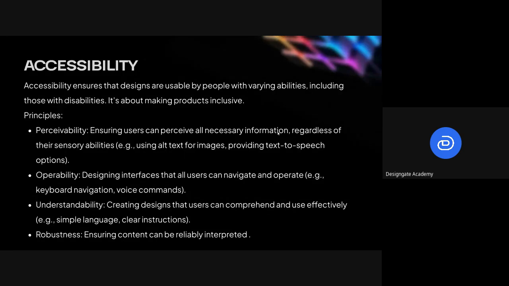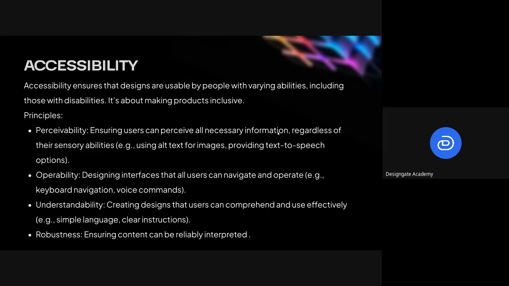Okay, we also have operability. So, designing interfaces that all users can navigate and operate. For example, as you're designing, make sure you provide options for keyboard navigation and voice commands. Although right now most browsers on the web are implementing it. If you go to a new website now, you can literally highlight text and tell it to read it out loud for you. So this is basically accessibility in action.